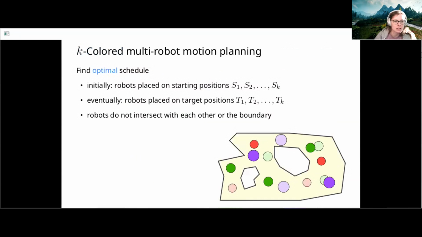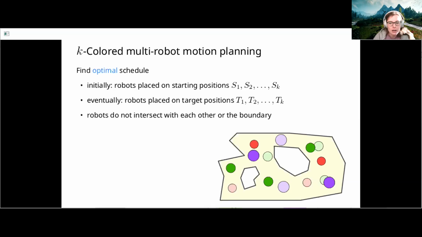So this is the summary of the problem that we have. We want to find some optimal schedule, and what optimal means depends on the application. But today, let me not even talk about finding an optimal schedule. We'll just talk about the existence of a schedule, and if we can find one, we can optimize it later.